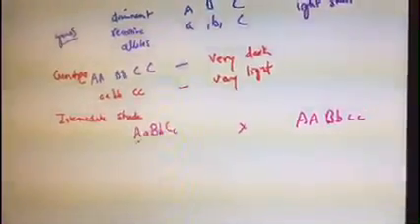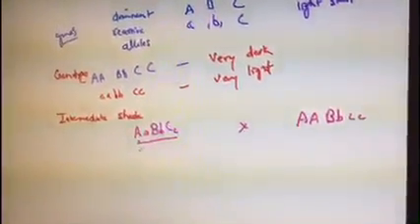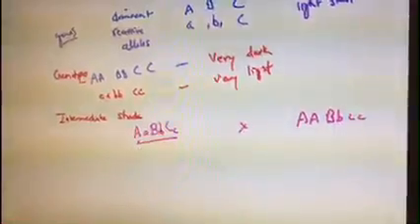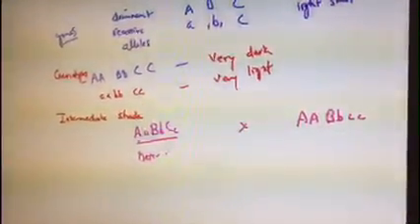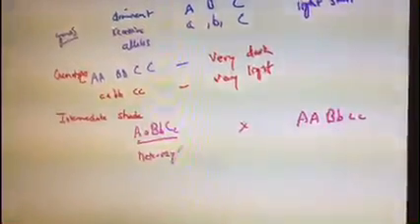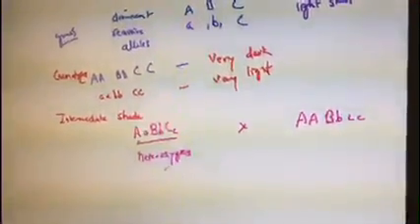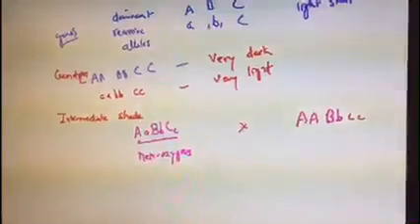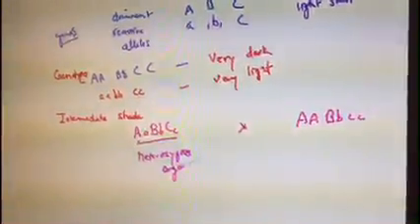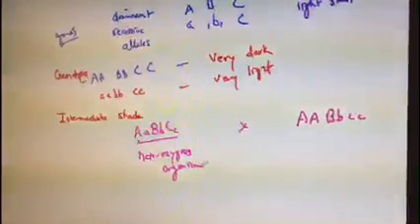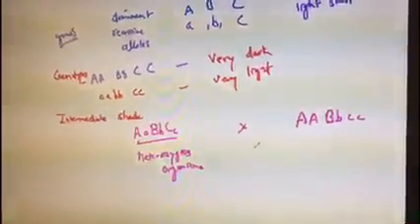So the skin color we are getting, we are getting this combination from where? Parents. So the gametes will be called heterozygous, right? Heterozygous organisms.